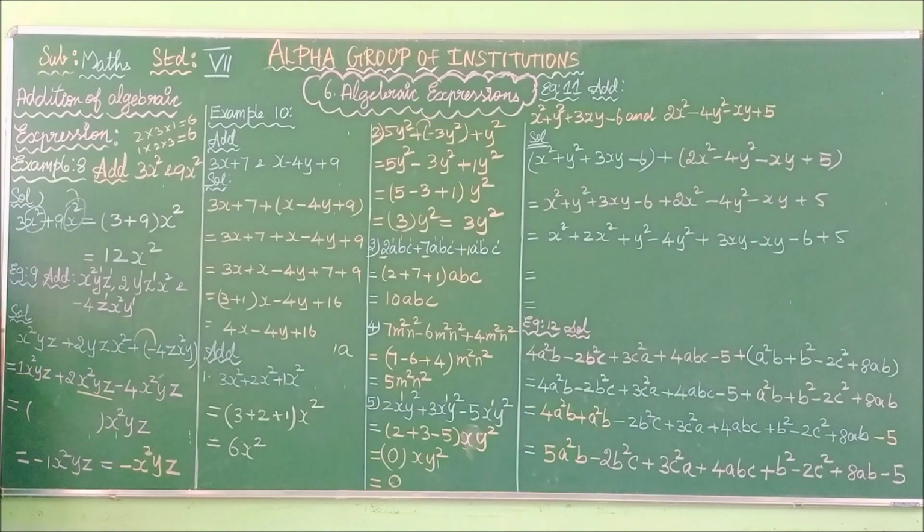For that you have to evaluate the numerical coefficient. What are the numerical coefficients? 1 plus 2 minus 4. You have to write this coefficient within the bracket. After that bracket you have to write the variables, that is x square y z. Do you understand? Now we are going to evaluate this.